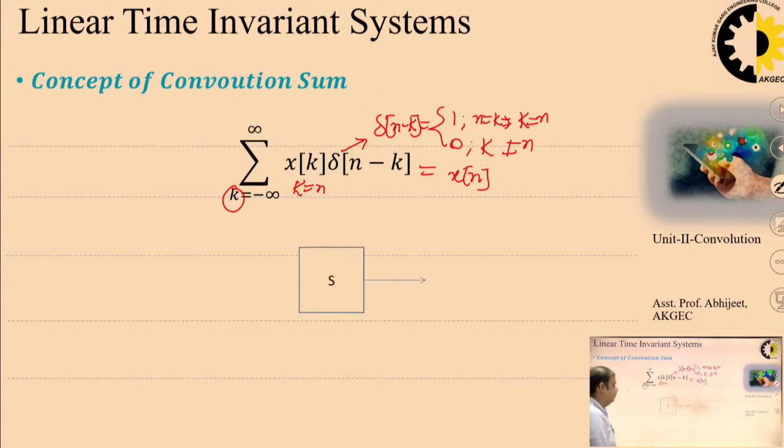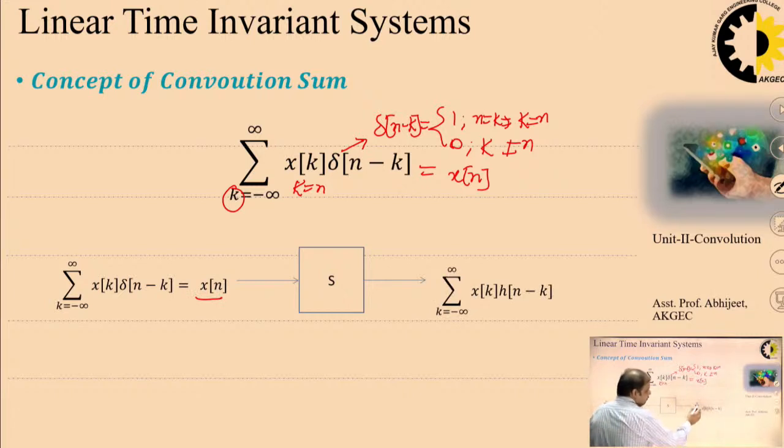So you can see that now our definition becomes that if the input is x of n, the output is summation k starting from minus infinity to plus infinity x of k h of n minus k. This is called the output of the system y of n. It is a summation because it's a discrete time system. The variable of the summation is k. You will sum it for all the values of k, you will put the limits for k, and you will get eventually a function in n, and therefore you will end up getting the output.